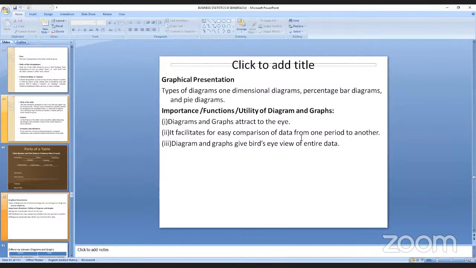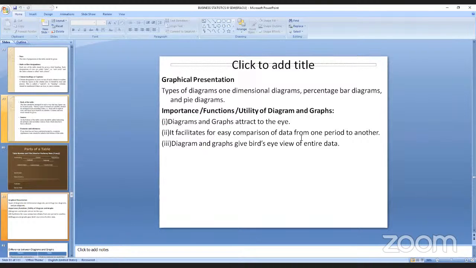What is the importance of diagrams and graphs, and what are the functions? When you're drawing a picture, it easily attracts your eyes and immediately you can say this is so-and-so diagram. And when you're explaining the graph, that also can easily be understood and it attracts the eye. Got my point? So in the graph, it is very important.